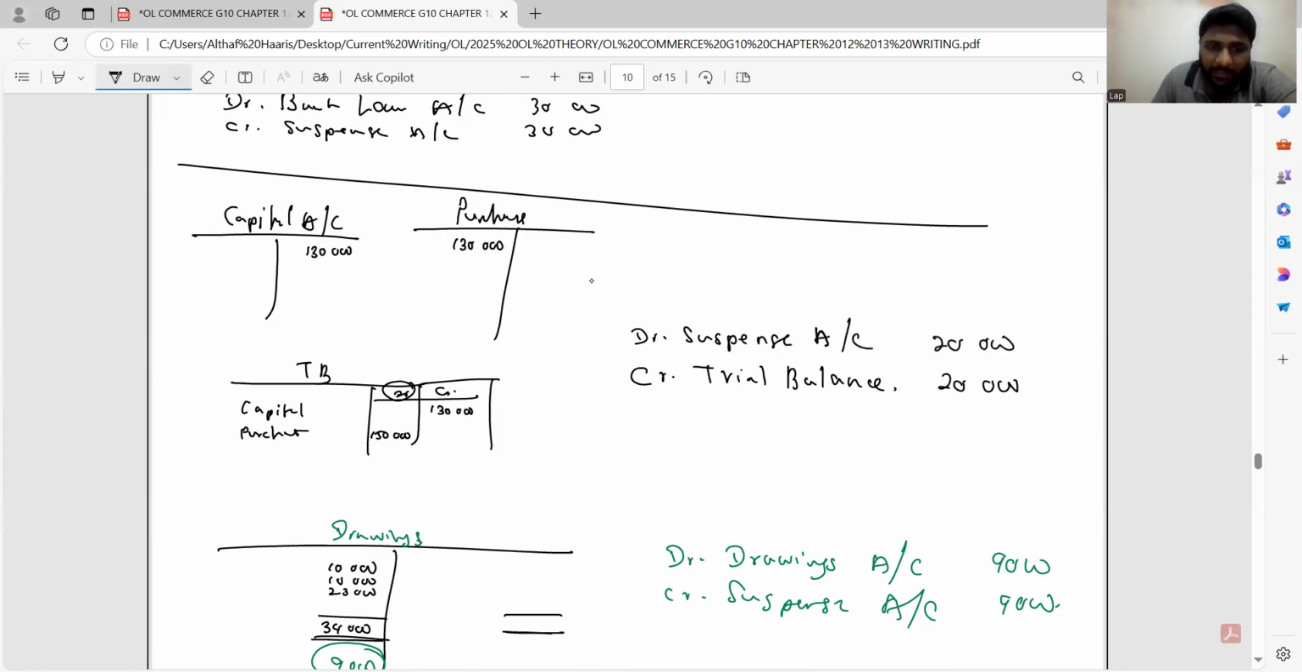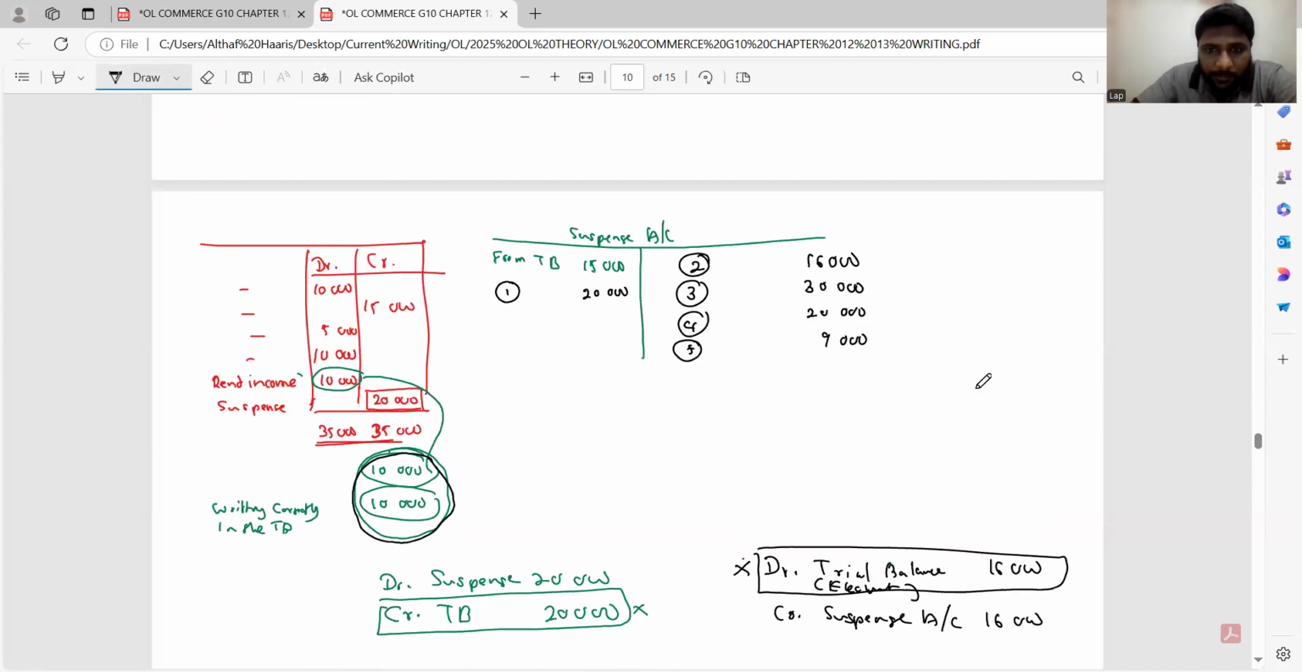So here we have taken 150,000 instead of 130,000. I did the calculation by taking it the other way. Instead of 130, we have taken 150. So we have to reduce, no? Purchase is a debit account. To reduce it, you have to credit it. So credit the trial balance by 20,000. Debit the suspense account by 20,000. So it's a debit.